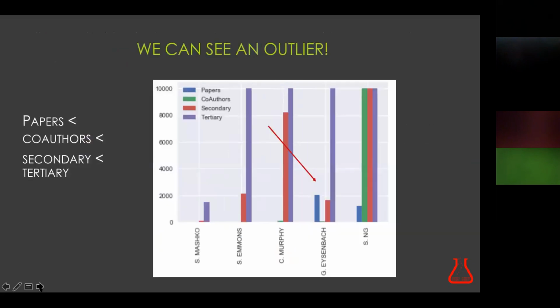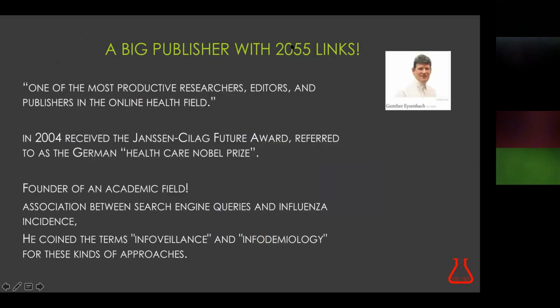And there's the anomaly. The first question is, is this guy really a star? It looks like he's got 2,000 papers. That would be incredible. There are people like that. So it turns out he is a star. He won this Jansen Clegg Award, which is a healthcare Nobel Prize. He founded a field called infovalence, looking at Twitter streams and other social media to indicate epidemics.